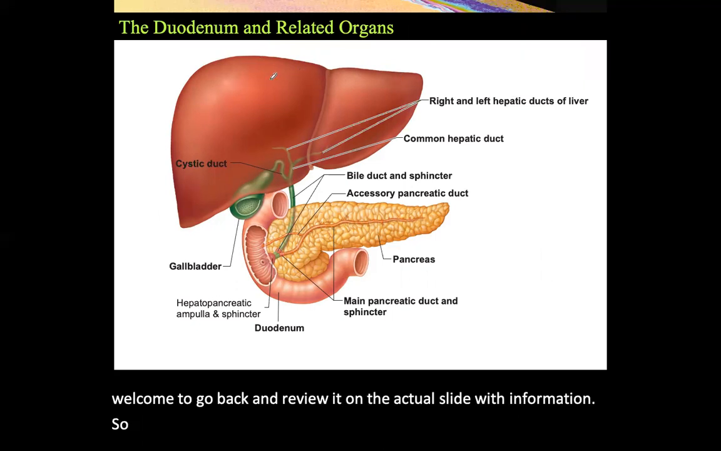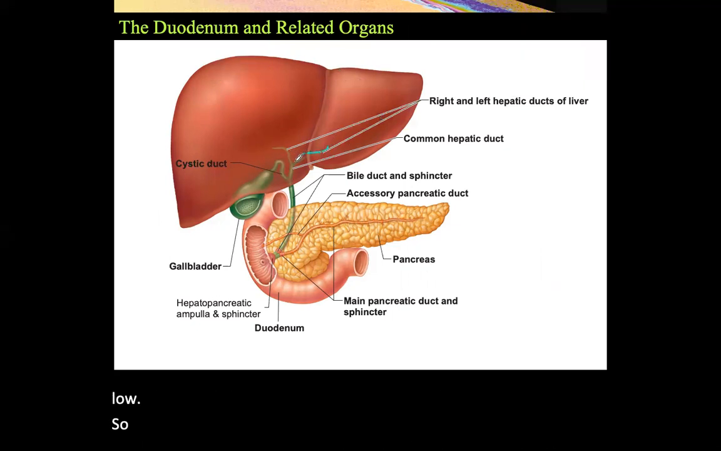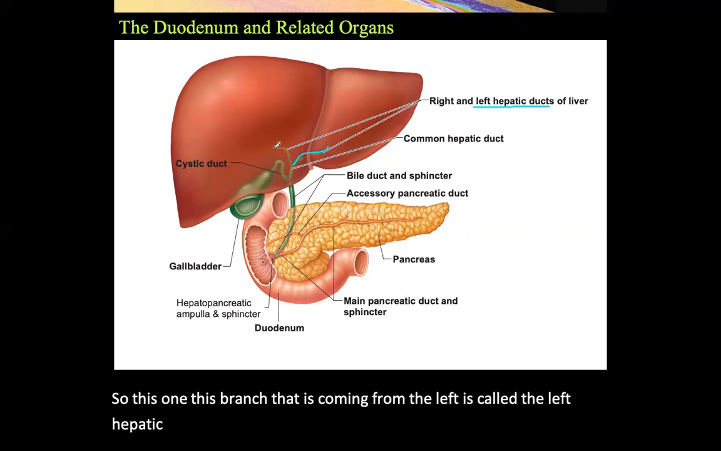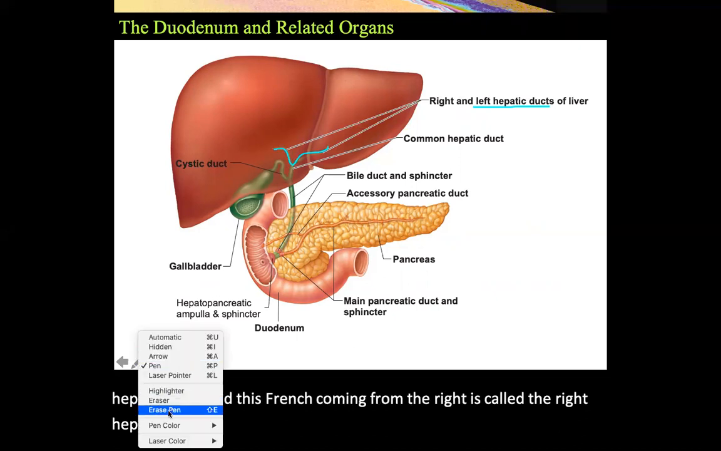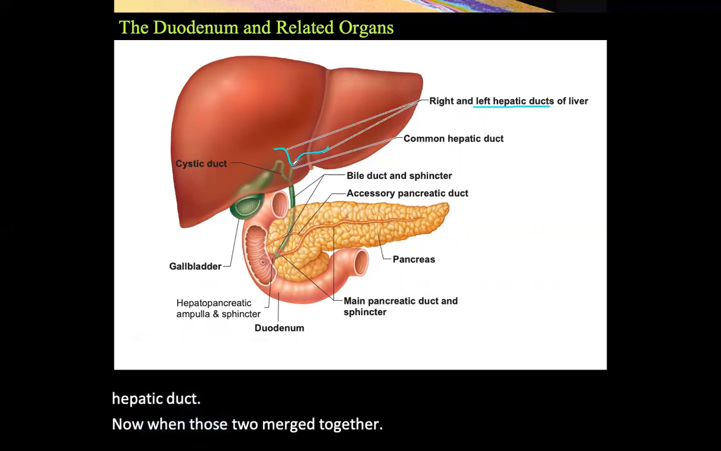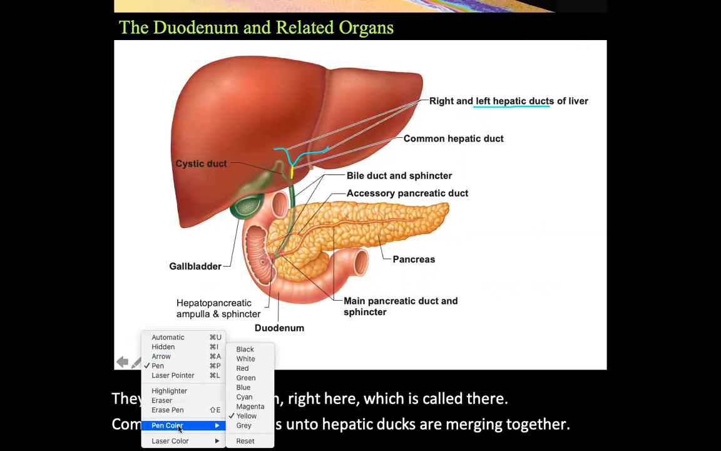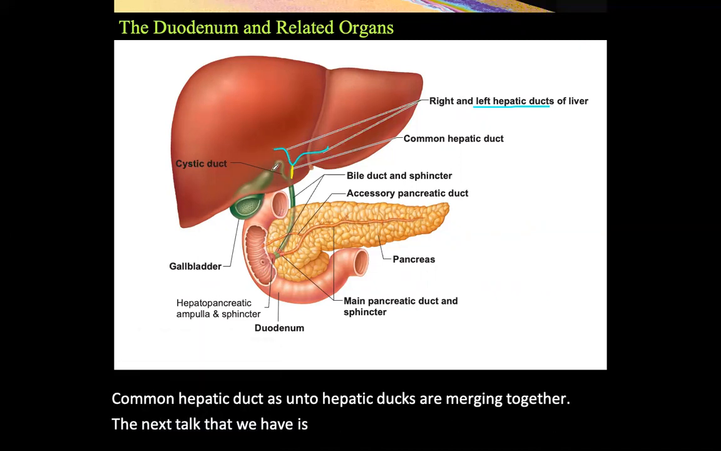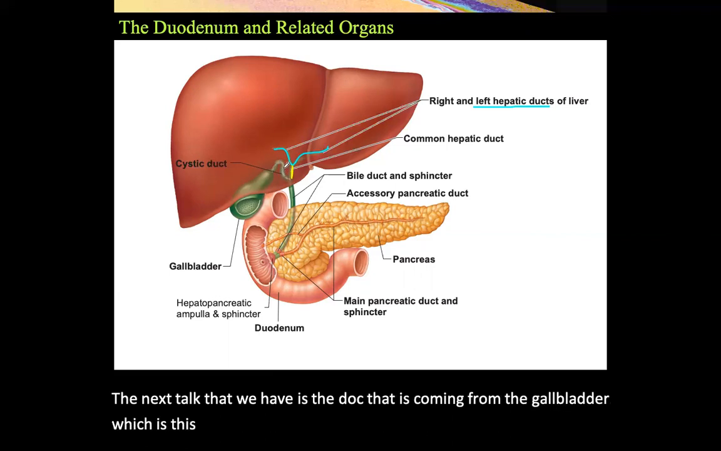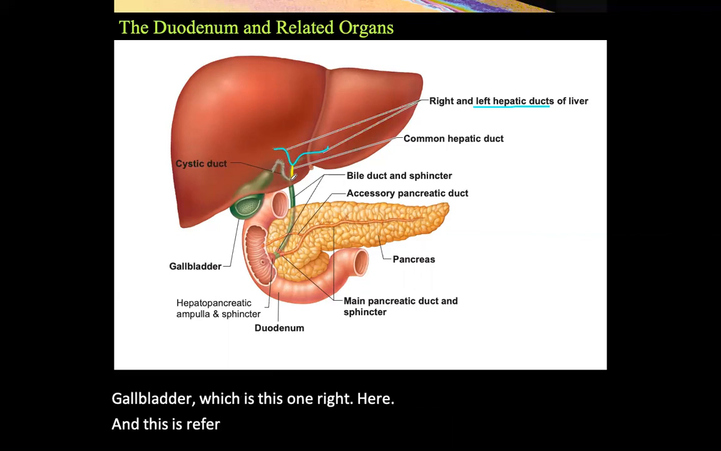So we know this is your liver. Here is your right lobe. Here is your left lobe. This branch that is coming from the left is called the left hepatic duct. And this branch coming from the right is called the right hepatic duct. Now, when those two merge together, they form this branch right here, which is called the common hepatic duct, as in two hepatic ducts merging together. The next duct that we have is the duct that is coming from the gallbladder, which is this one right here. And this is referred to as the cystic duct, correct?